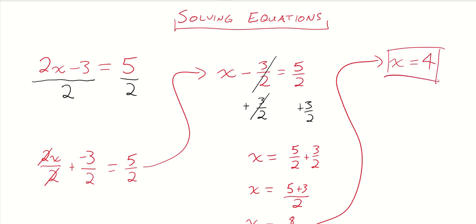Now that is a heck of a lot of steps. It's the true solution. You could try plugging 4 back into this x term. 2 times 4 is 8. Minus 3 is 5. This would give us a true equation, so it's a good solution.